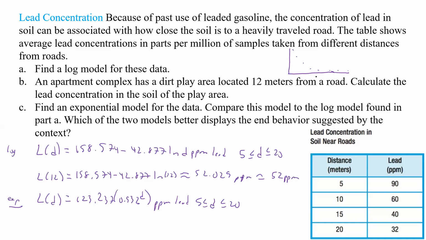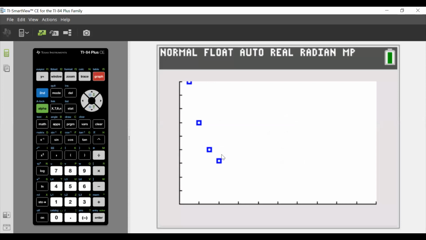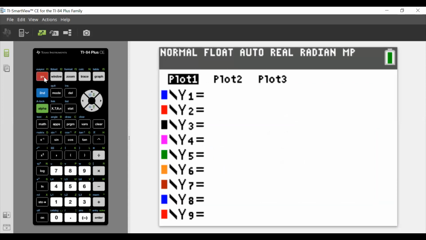Will it ever go negative? Nah, we're not going to have negative concentrations of lead because that's not possible. So it's going to be up here in the positive values. So let's plot these. Okay, so we have stat plot on. So that looks like the data points. So now let's add in our equations. And what we had was what?